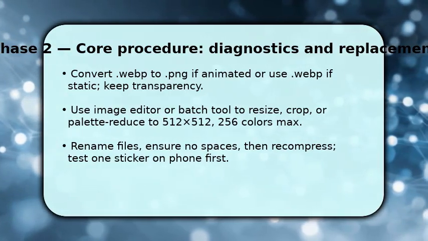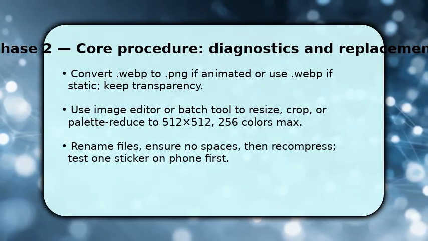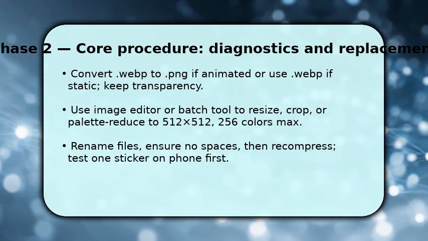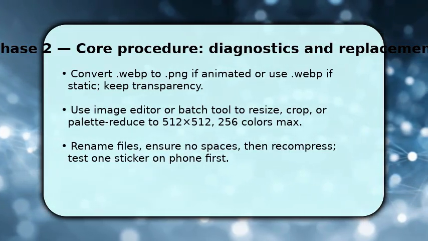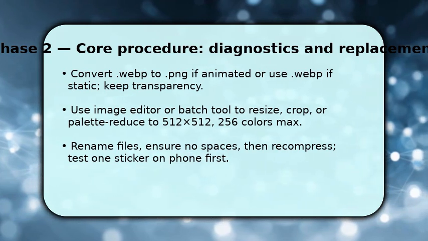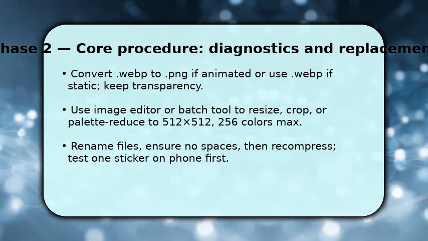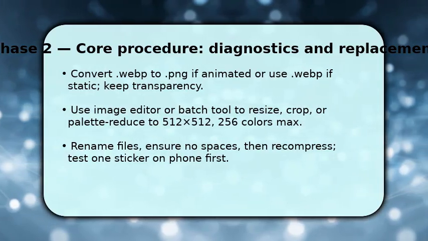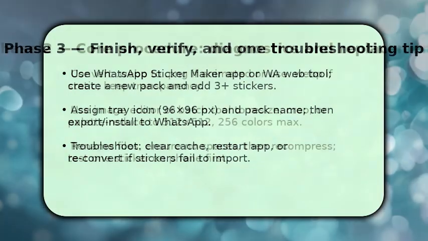Use a batch image editor to enforce 512 by 512 pixels and a reduced color palette to lower size. This prevents upload errors. Once converted, rename files without spaces and compress or re-export to keep quality. Finally, transfer a test sticker to your phone to confirm visual integrity before finishing by importing into WhatsApp.